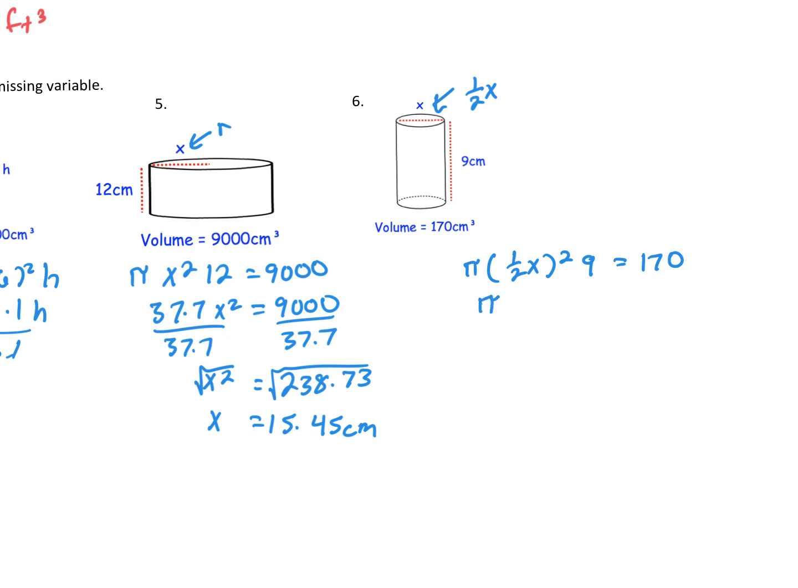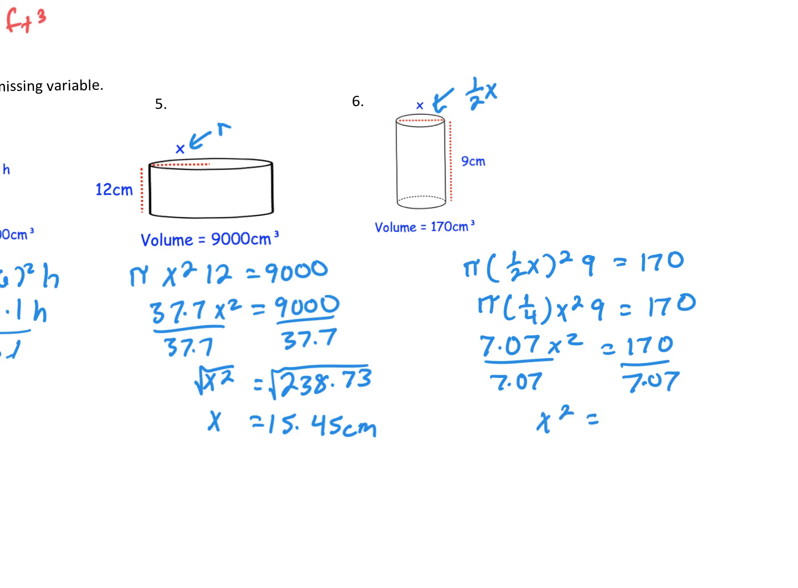So pi times 1/4 times x squared times 9 must equal 170. Multiplying 1/4 times pi times 9 gives us 7.07. So 7.07 times x squared must equal 170. Divide both sides by 7.07. X squared is then about 24. Square root both sides. So then x is about 5 centimeters long.